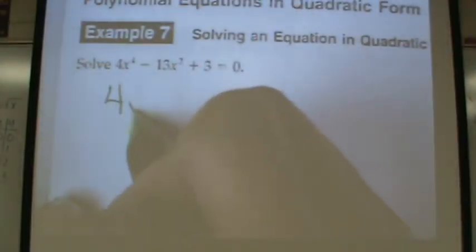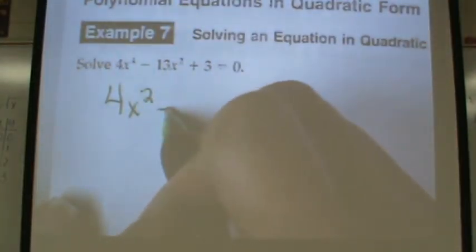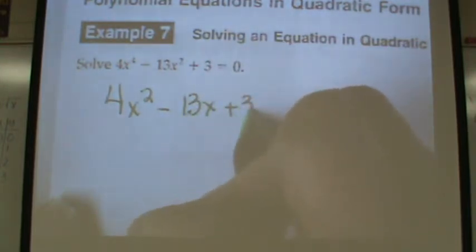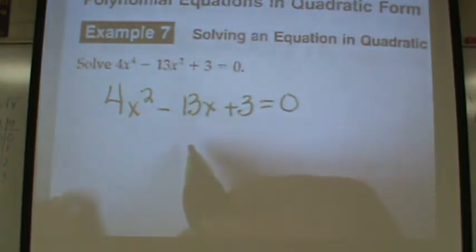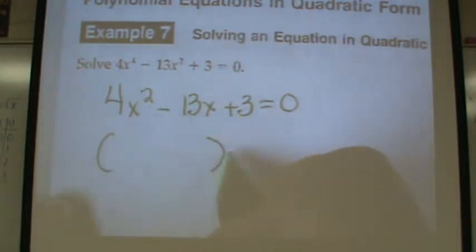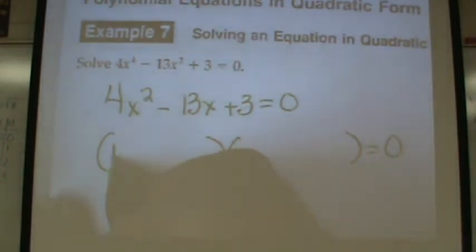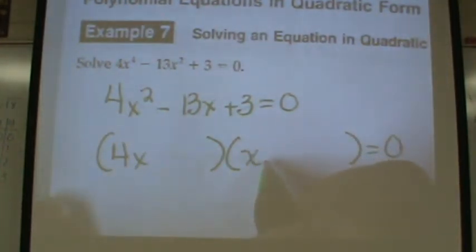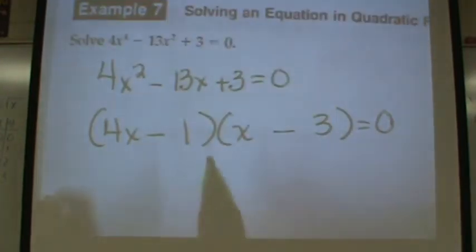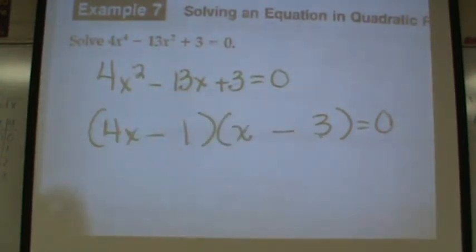See these problems, you're going to see x to the 4th power. If this said 4x squared, pretend like it says 4x squared minus 13x plus 3. How would you simply factor this one? Well, I'm going to try a 4x and an x, and a 3 and a 1, negative, negative. Would that work? Yes. 4x times x is 4x squared. 4 times 3 is negative 12, minus 1 is negative 13.